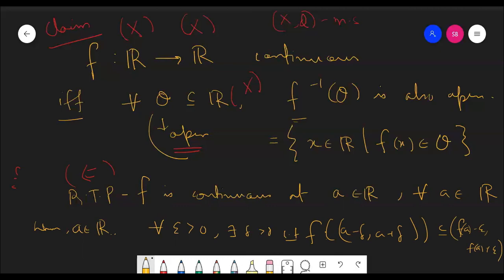Good. So now we have to prove this. But what we are given is that if O is an open set in R, then f inverse of O is also an open set in R. So now take O to be... so we are going to have the proof. Let's just erase this part.